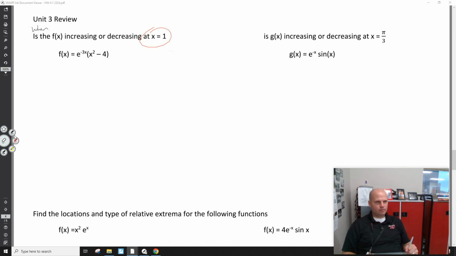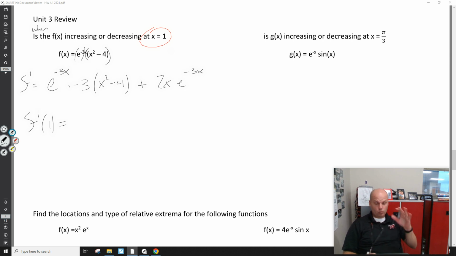All right, so let's get into it. X's times x's, I need to use the product rule, and e to the negative 3x, we've done it. Make sure you know how to do it. The derivative is e to the negative 3x times the derivative of the inside, which is negative 3. So that's the derivative of the first times the second, plus the derivative of the second times the first. Now, a lot of people are like, well, I don't know if this is positive or negative, and I don't want to do a sign analysis. We could do a sign analysis, but let's just plug in 1 and see what happens.